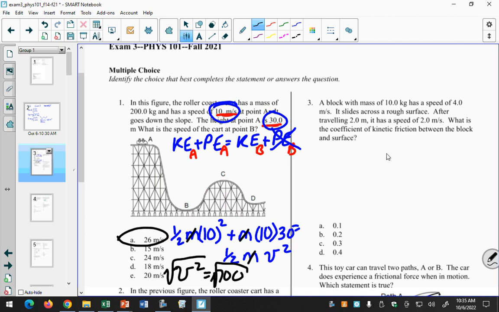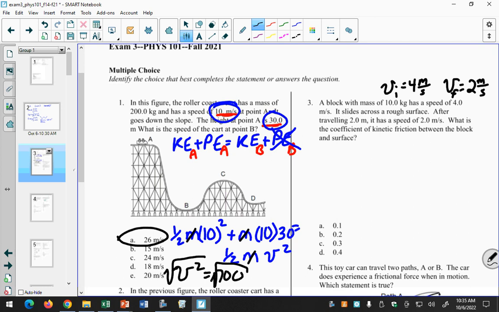You might also have a problem like number 3, and students sometimes have trouble with this, where I have a block that's sliding along a rough surface, and it loses its energy as it's sliding along. We're going to do these tomorrow in class, but let's go ahead and take a look at it now. So I have this block that has an initial speed equal to 4 meters per second, and then it has a final speed equal to 2 meters per second.